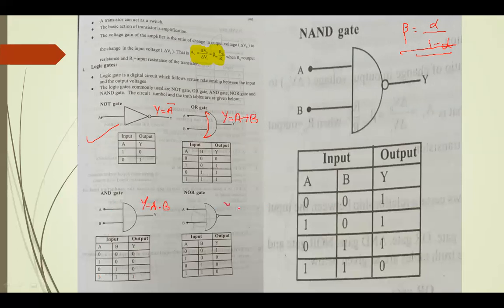NOR gate. So y is equal to a plus b the whole bar. So whenever both the inputs are 0, output will be 1.